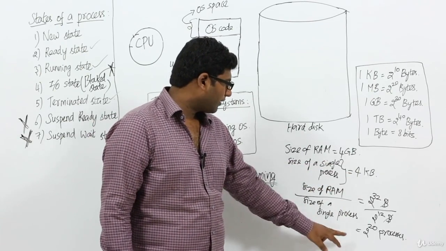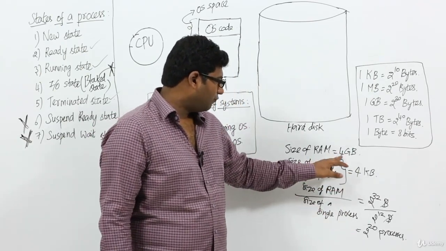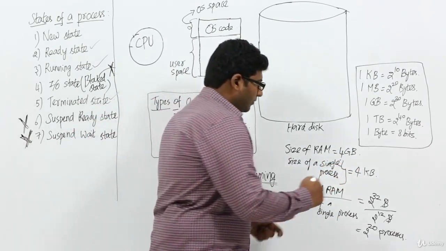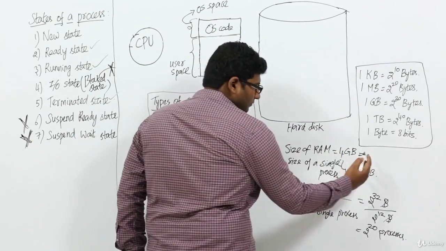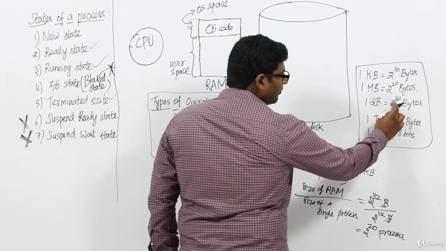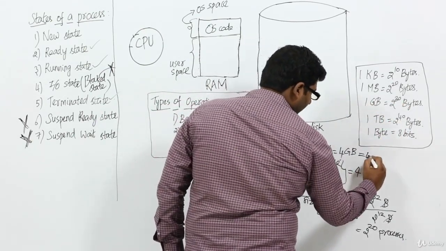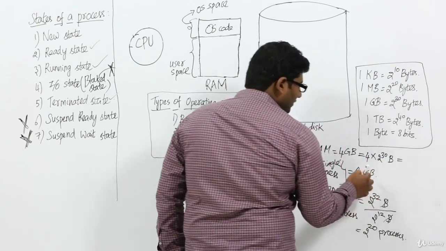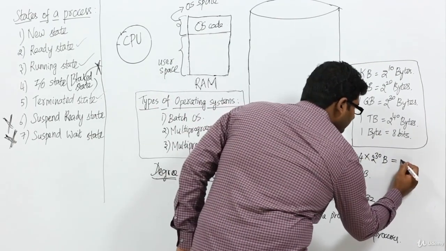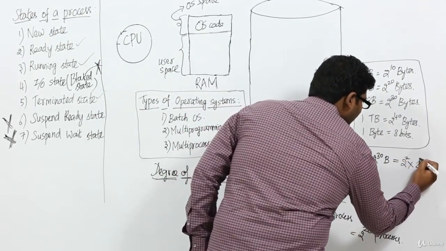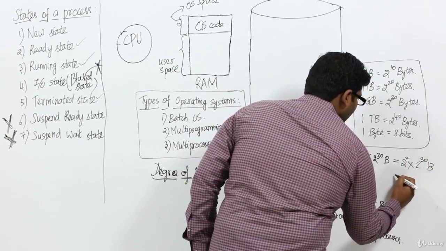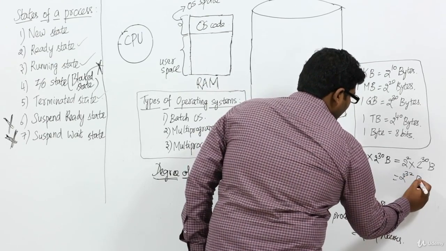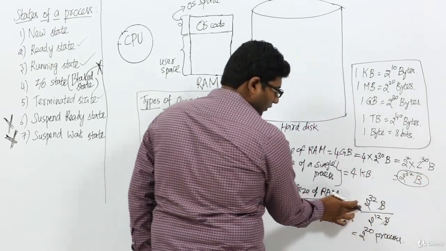Now in order to calculate this, I can convert this 4 GB into bytes. It will make it much easier. For example, 4 GB I can write, since 1 GB equal to 2 power 30 bytes, as 4 into 2 power 30 bytes, right? This 4 I can write as 2 power 2 into 2 power 30 bytes. Now this I can write as 2 power 32 bytes. This is how I got this 2 power 32 bytes.